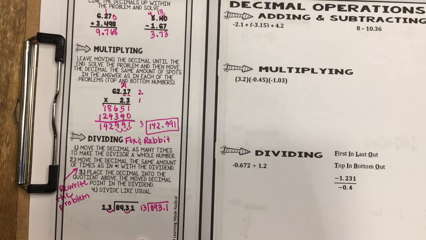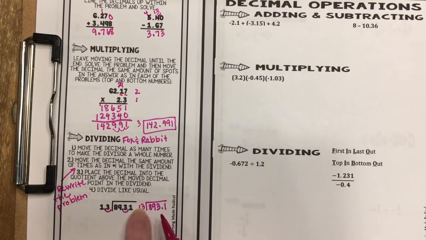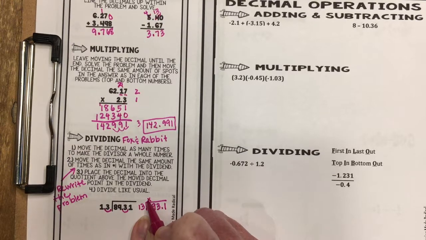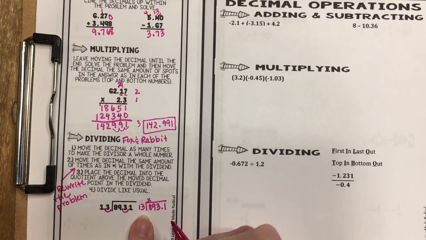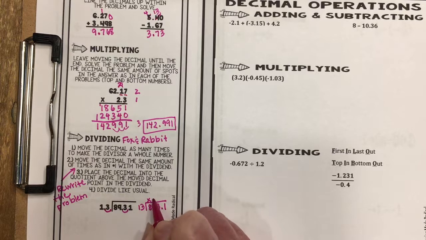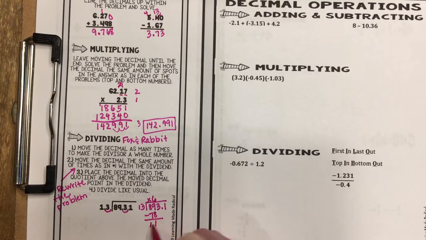Okay, so then I'm going to treat this as a regular division problem. I can't divide 13 into 8. You can put an X or a 0 there. 13 will go into 89. I'm going to say 6 times. 6 times 3 is 18, 78. Okay, so when I subtract, I get 11, and then I'm going to bring down the 3. 13 will go into 113. 8 times, 8 times 3 is 24, 104.